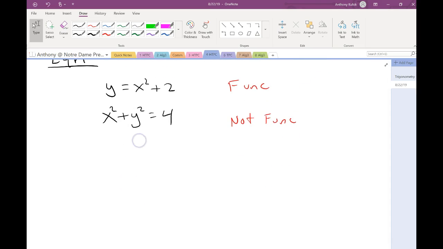Okay. In general, for an equation, if all else fails, the easiest way, and you're not sure whether it's a function or not, what should you do? Yeah, put it in your calculator, look at the graph. It's an easy default way.